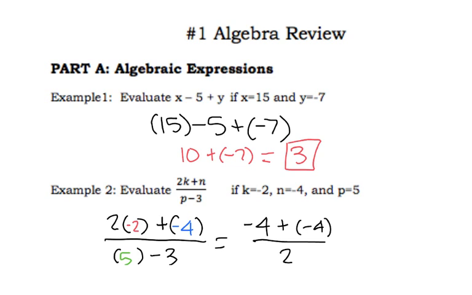All right. -4 plus -4, -8 divided by 2. And that would reduce to an answer of -4.